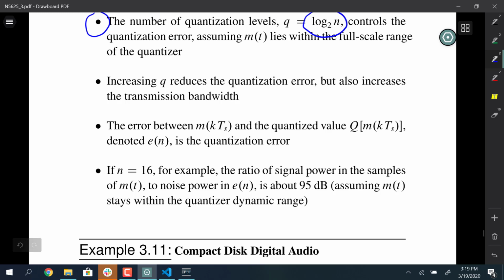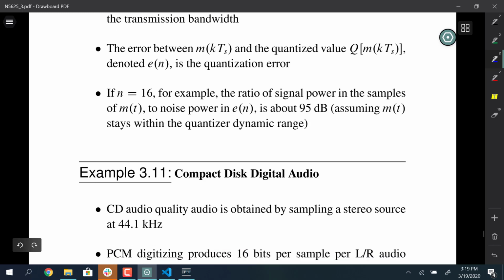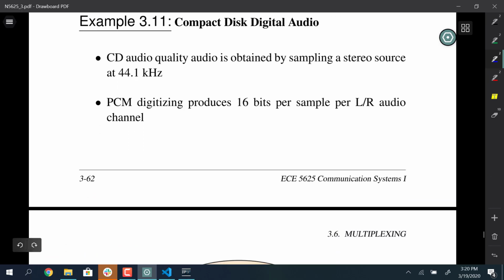So if we make Q larger, that makes the quantization error smaller, but it also increases the transmission bandwidth. Generally, in compact disc digital audio, which is the next example up, there's 16 bits per sample, and we enjoy that when we listen to music because that gives us about 95 dB of dynamic range. But it also gives a very wide bandwidth for sending a stereo stream.